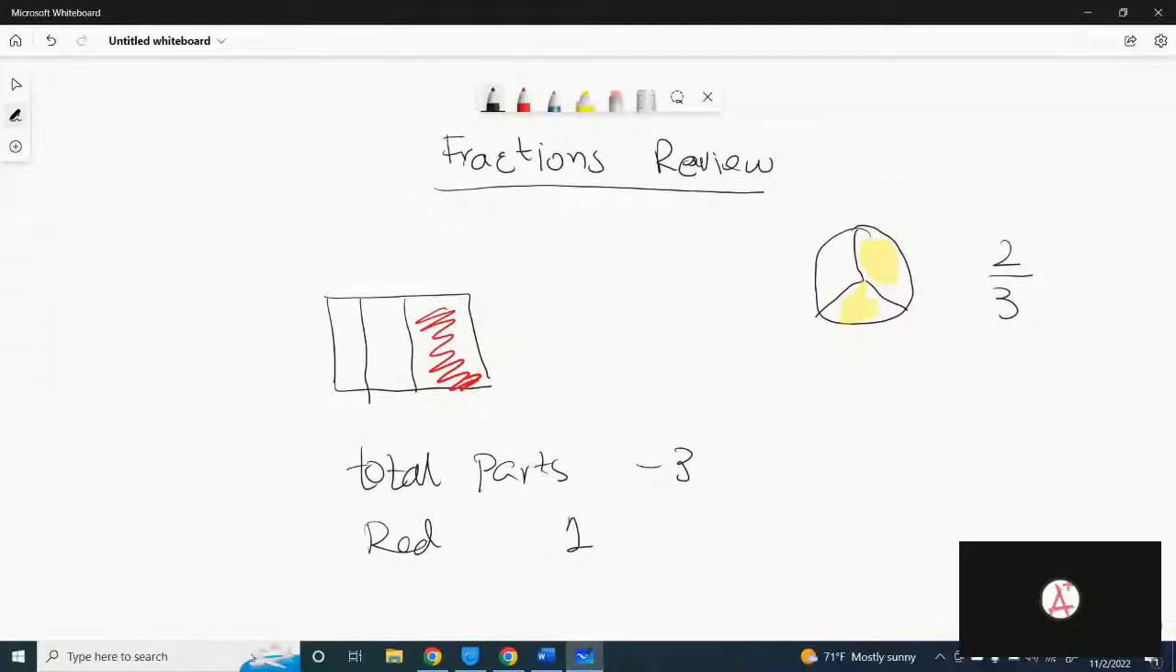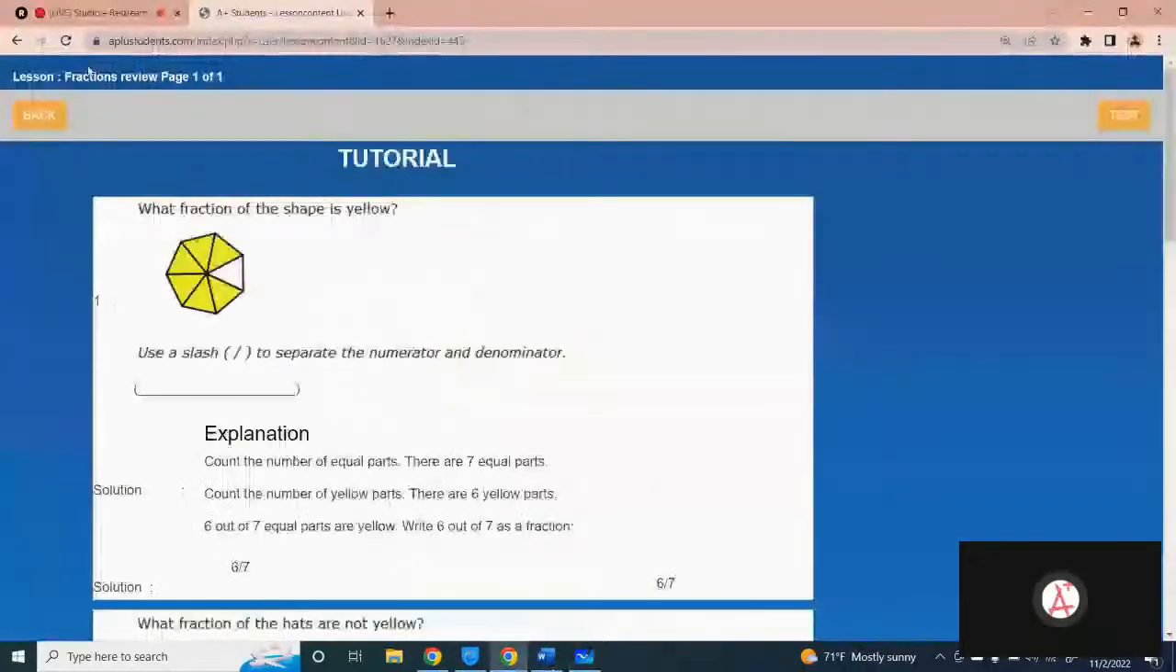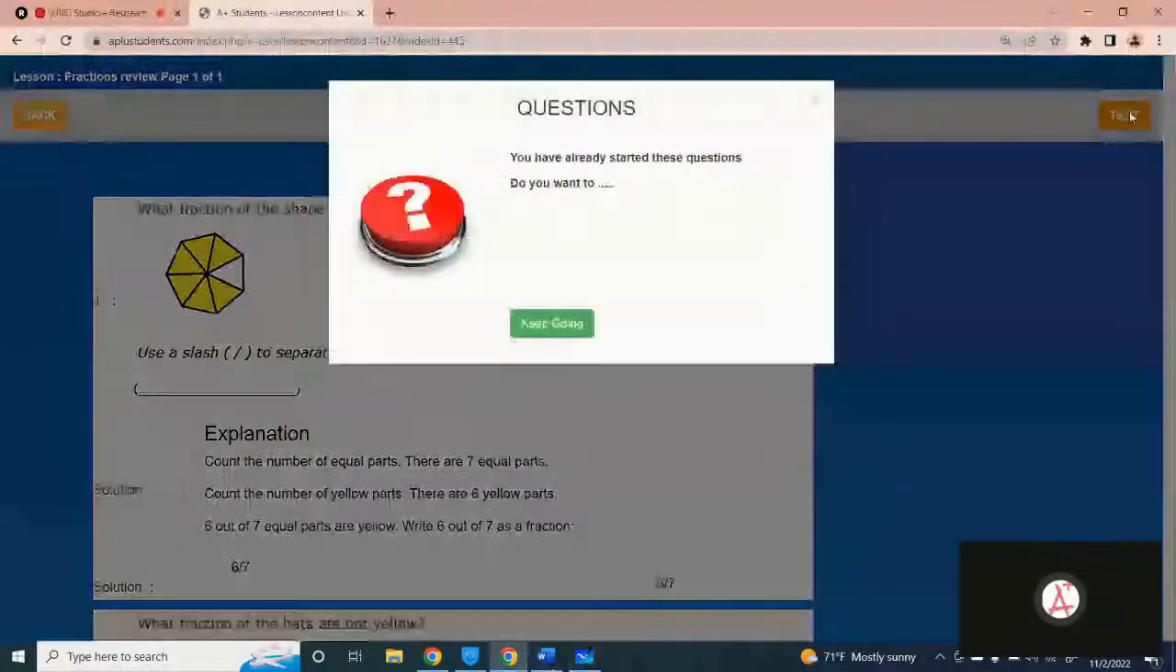Okay, now let's start with the practice questions. Here is the topic fraction reviews from grade 5, and here is the test. Let's start with the practice questions. Got it?